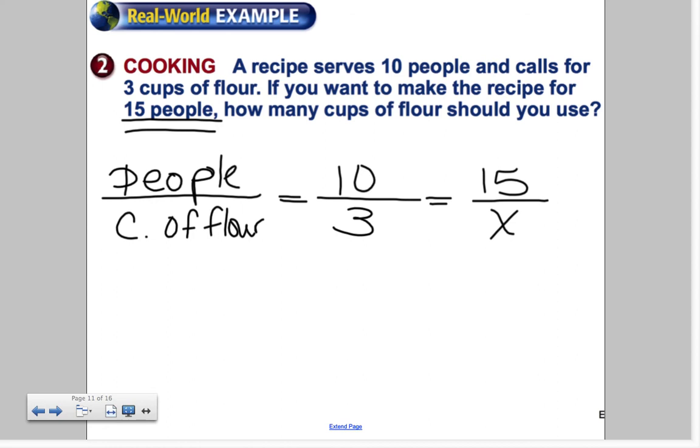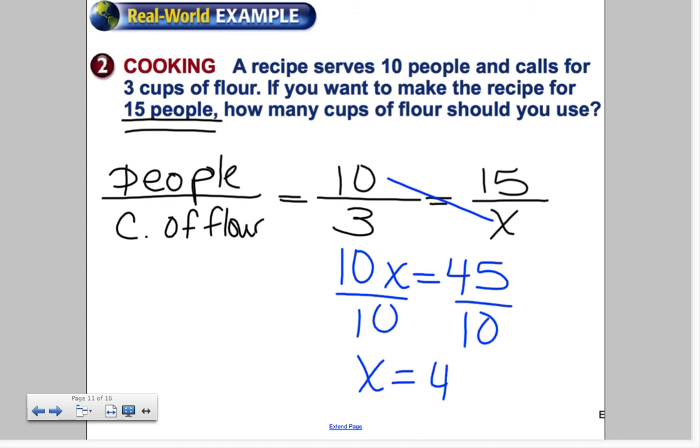All right, so what do we got? 10x, right? Is equal to what? 45. We divide by 10, which most of you could do in your head, is 4.5 cups of flour. You good with that? Can you measure 4.5 cups? So decimal makes sense here? You know the difference in size of a half a cup versus a cup?